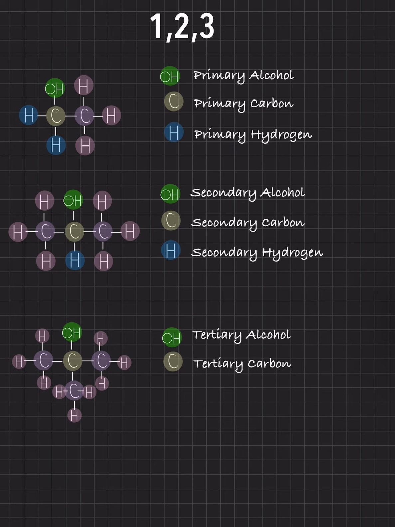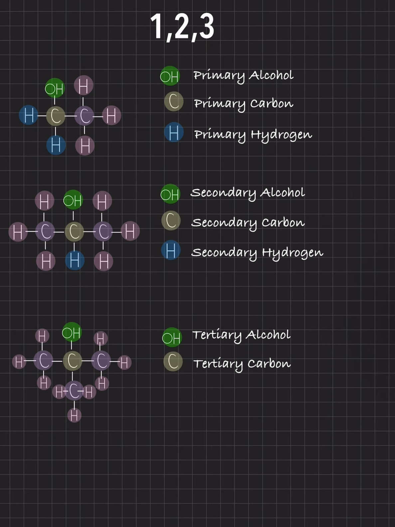Again, for those of you that haven't seen my previous videos, which I highly recommend, carbon can only have 4 bonds. Therefore, if I already have the yellow carbon attached to 3 purple carbons and 1 alcohol, I already have my 4 bonds. So if I add a hydrogen, that would be 5 bonds. And again, carbon cannot have 5 bonds. It can only have 4.